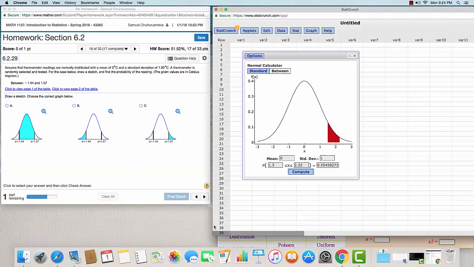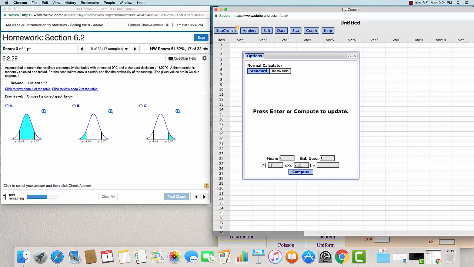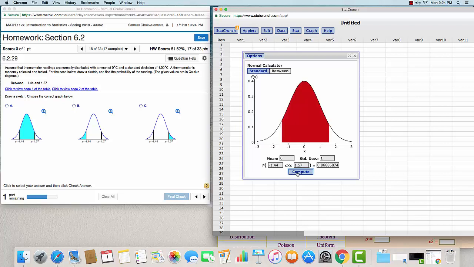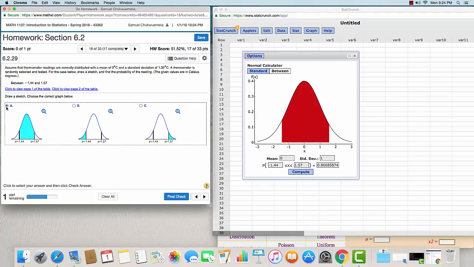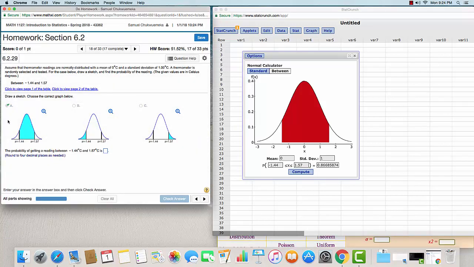Question 18, StatCrunch. Between, so this is negative 1.44 and 1.57. You see, with this one, actually, you can even say it right away because it shows the graph. It shows the graph already. This is 0.8669.